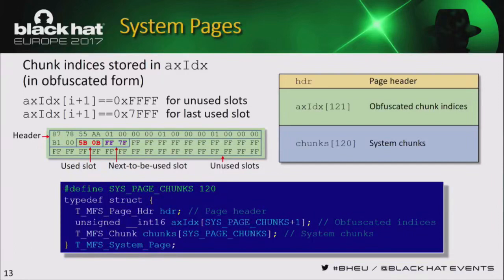And then there is an array of chunks. There are 120 chunks, and the number of elements in the index array is one more than the number of chunks. When you see a just erased, empty system page, all elements of the array are filled with FFFF values. So it means that they are not used. Elements that would be used next have higher bits dropped to 0.